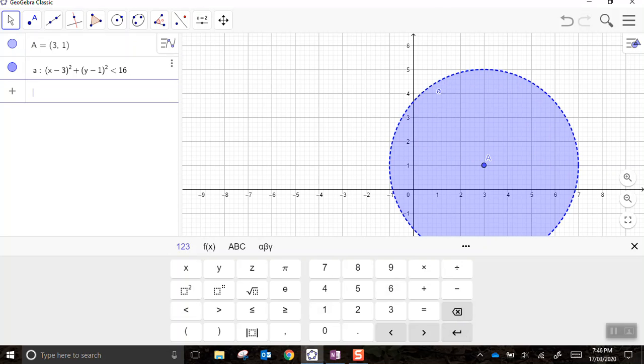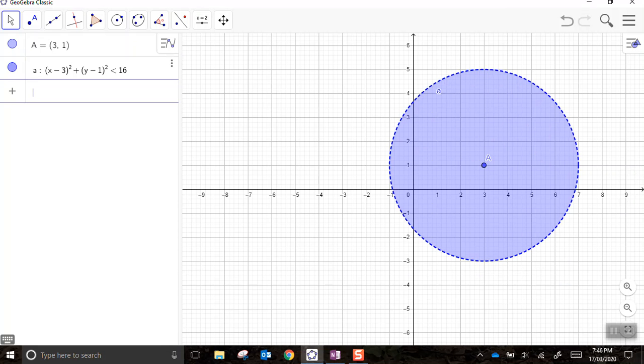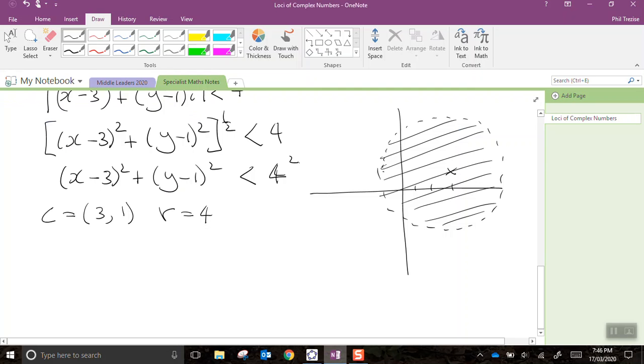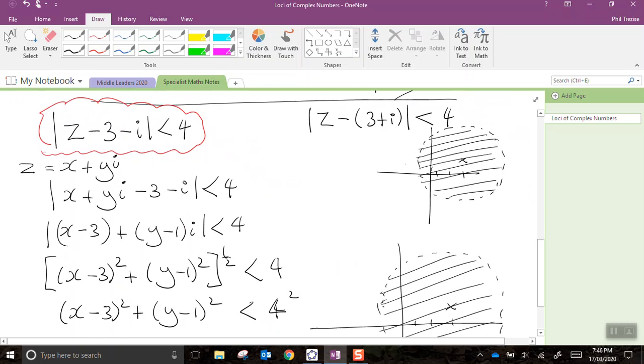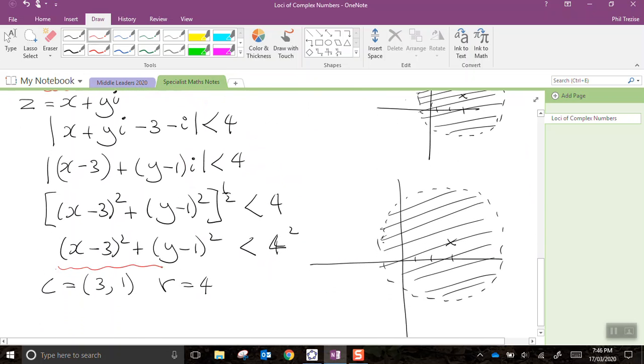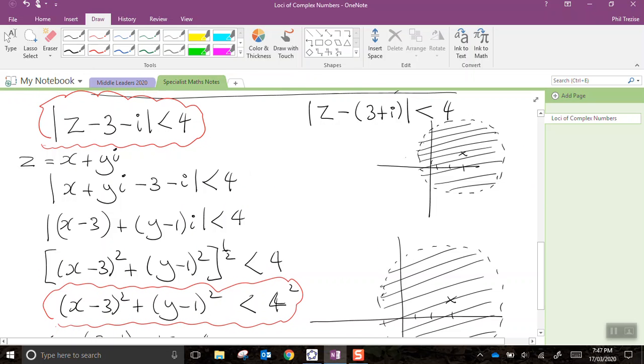Enter. There it is, and a lovely dashed circle with shading on the inside, just the same as we thought when we were working it out algebraically. Nice and simple. So if we do have an equation that looks like this, it's equivalent to the equation of a circle. And it didn't take terribly much algebra to show the equivalence between those two forms. That's it for now. The next instalment will be about arguments of complex numbers.